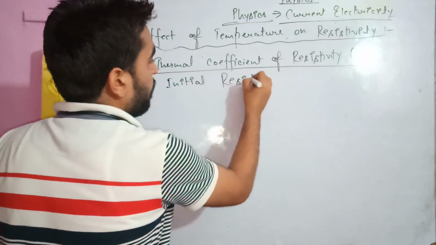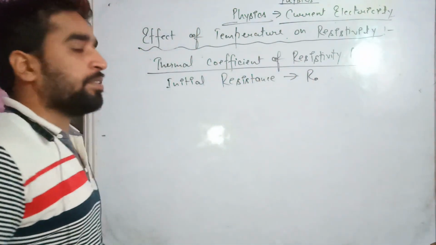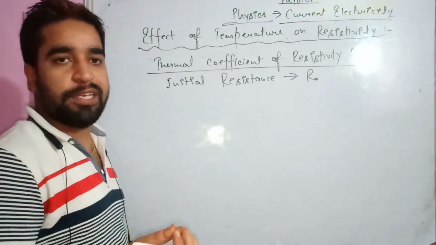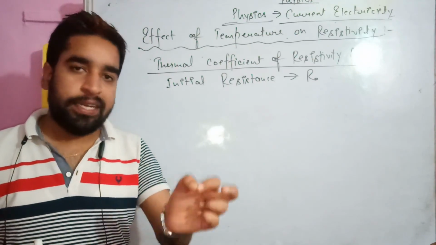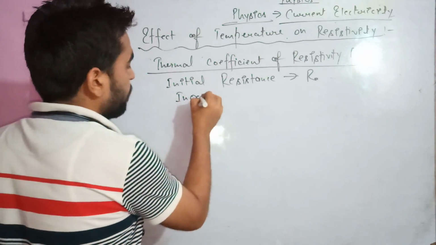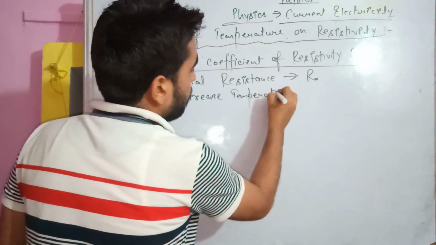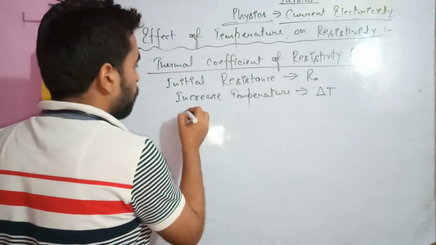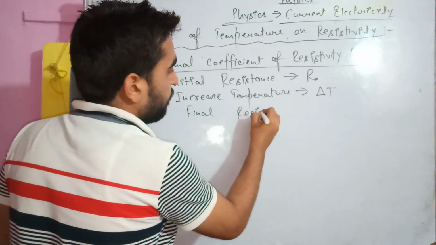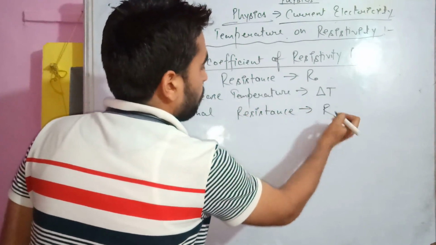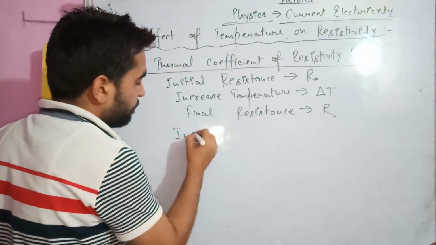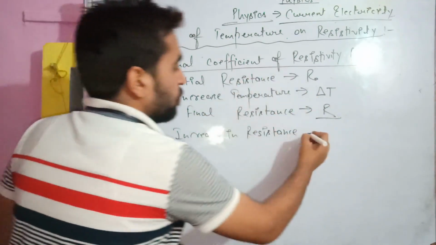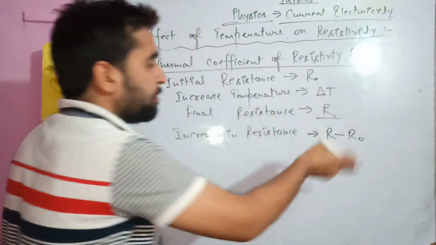So for understanding this, consider a material, a conductor or any material, and the initial resistance, meaning the original resistance offered by it, is R0, and we increase the temperature. The increment is the change in temperature, which we will denote by delta T. Because of this increment in the temperature, there will be a change in the value of resistance. So suppose the final resistance becomes R. What is the increase in resistance? As our increased resistance is R, the increase in resistance will be R minus R0, final resistance minus the previous one.